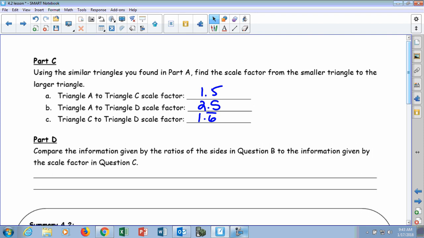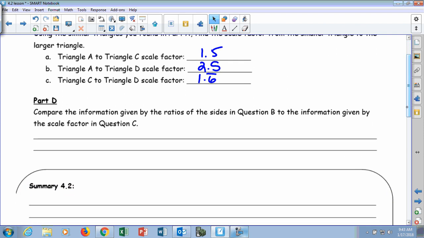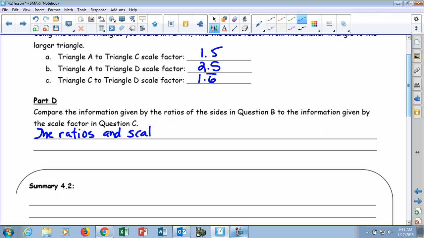So it says compare the information given by the ratios of the sides in question B to the scale factor in question C. Well, are they the same number? Are the ratios and the scale factor the same number? No, they're different. So the ratios and the scale factor are different. I mean, that's an obvious one. They're not the same number.